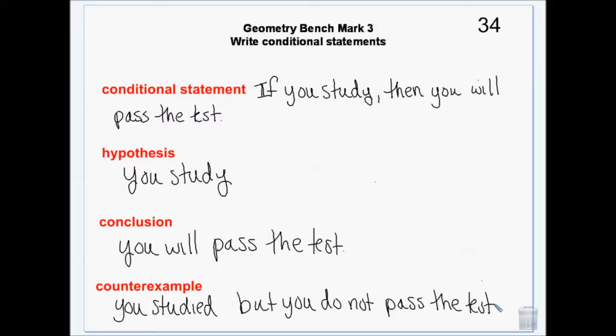If you find one case that proves the conditional statement false, just one. So if in the history of human existence there was somebody that studied but did not pass the test, then that entire statement is false. It can never be true. If we find one counterexample, this is a false statement now. Now there are people that might study and pass the test, but this is not a true statement. A true statement is true 100% of the time.